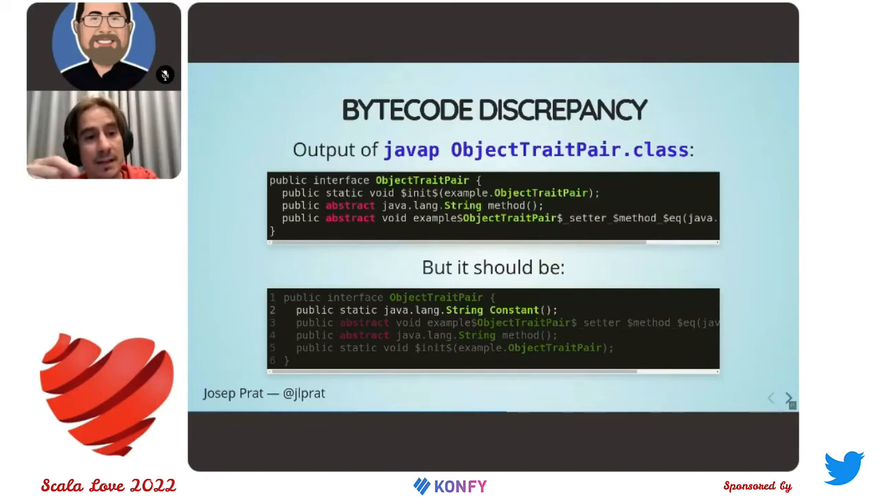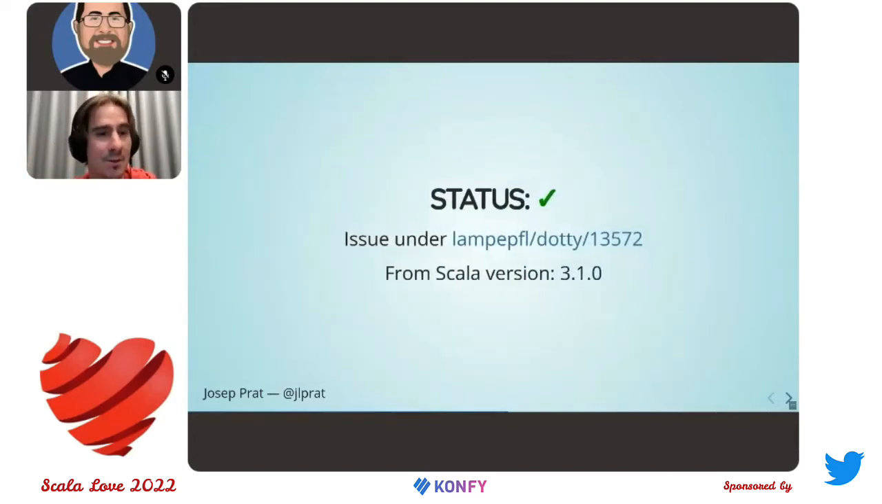What that means is that any Java code trying to reach that static method that was until Scala 2.12 and 2.13 forwarded, and it could be accessed directly with object trait pair dot constant, it's not available anymore. And it needs to be reached again with the nice fancy syntax of dot, so object trait pair dollar dot MODULE dollar and then constant. So that's another one. That one is fixed in Scala version 3.1.0. That's the Dotty issue, and it's fixed.